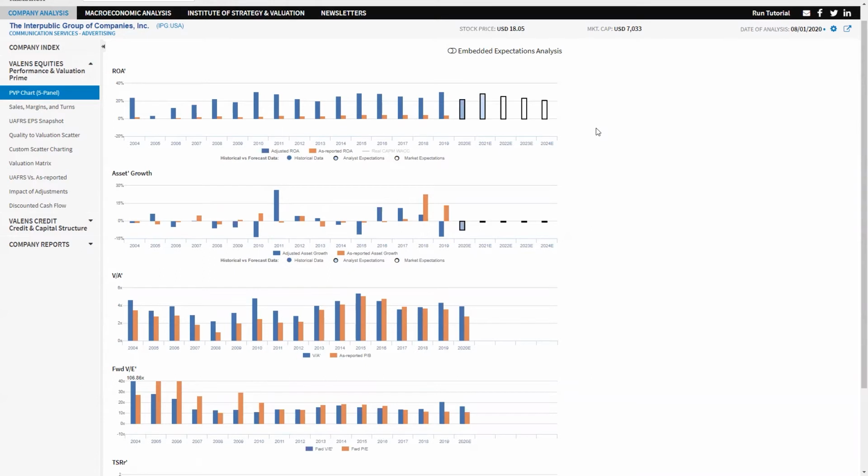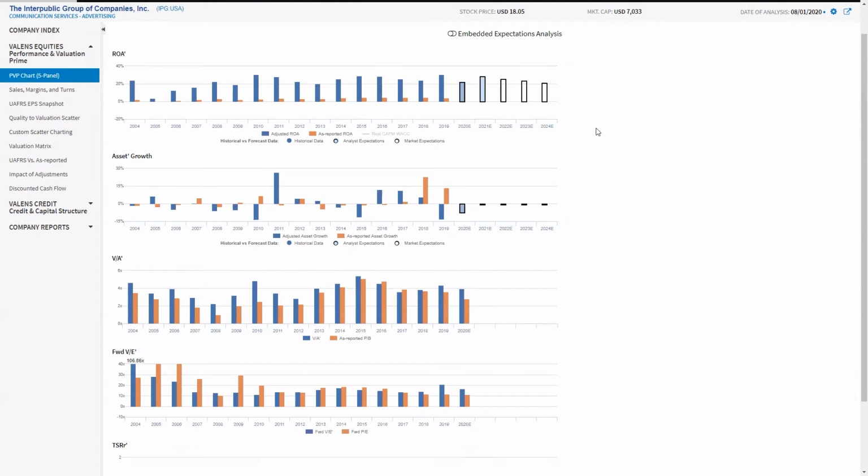Our goal in this chart is to help you understand the performance of the company, its operating performance in terms of return on assets and asset growth. Also to understand the valuation of the company relative to its asset base, what we call a value to asset prime ratio, a uniform price to book, I should say, and our uniform accounting PE, which we call the value to earnings ratio. A uniform PE.